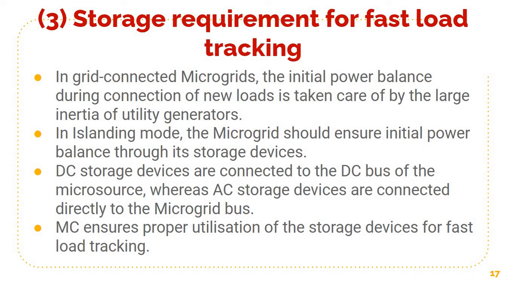Now storage requirement for fast load tracking is also very important. In grid connected microgrids, the initial power balance during connection of a new load is the responsibility of the utility generators. But in the islanding mode, the microgrid should ensure power balance through its storage devices. So the storage devices should act fast enough to ensure power balance. DC storage devices are connected to the DC bus and AC storage devices are connected to the microgrid bus. So it is the duty of the microsource controller to use the storage devices for fast load tracking. So there should not be any power balancing issues.